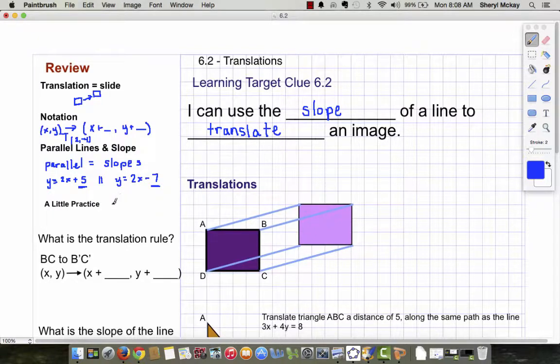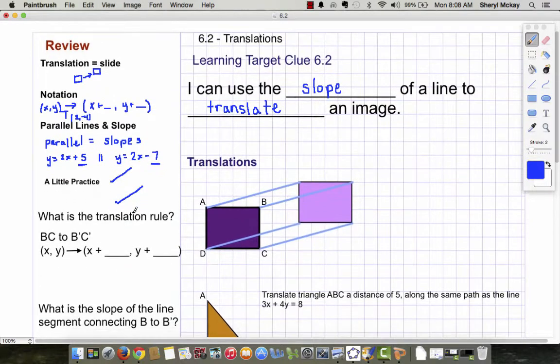And if we graphed these, they would look something like this. Okay? So this one would be at 5, and this would be at -7, and you can see that they're parallel. They go up and over the same amount. So parallel lines have the same slope, and we talked about that earlier on, but I just wanted to remind you of that. Now, let's talk about how that relates to a translation.